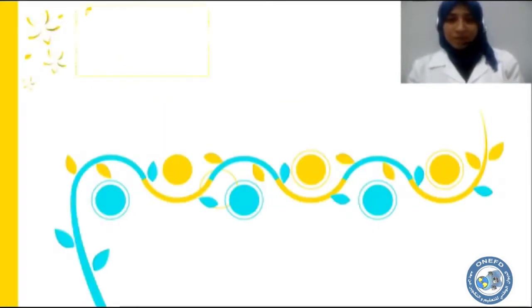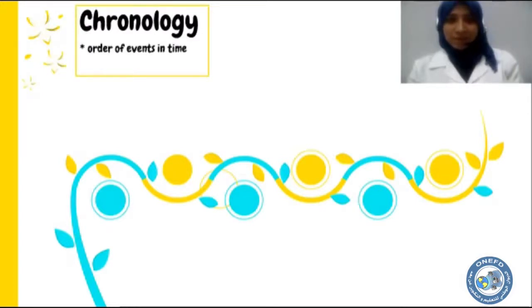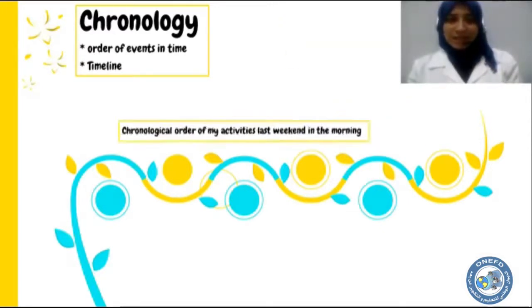Before, we have to know, what does it mean, chronology? So chronology means an order of events in time or a timeline. When we say we follow a chronology, it means that you are going to follow an order of time of the activities you are doing. So let's see an example.